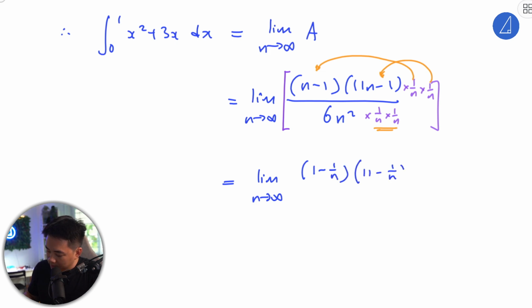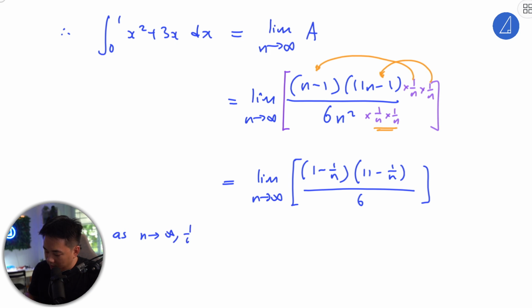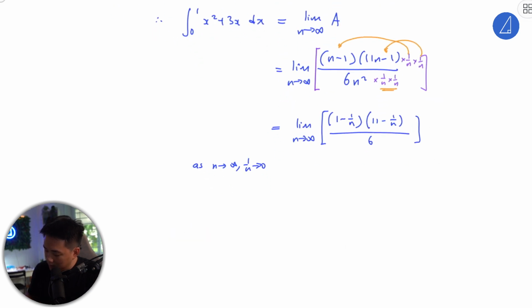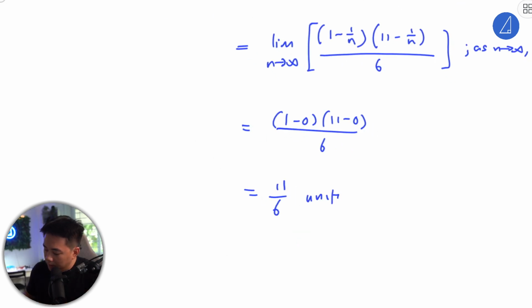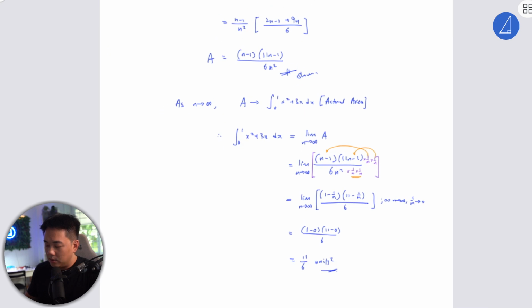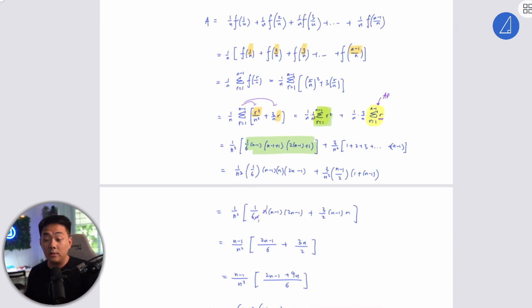1 minus 1 over n, 11 minus 1 over n, over 6. So as n tends to infinity, 1 over n goes to 0, so this will just be 1 minus 0, 11 minus 0, over 6. So this is 11 over 6 square units. That's how you do these Riemann sum questions. If you have any questions at all, please do let us know and I'll see you in the next question.